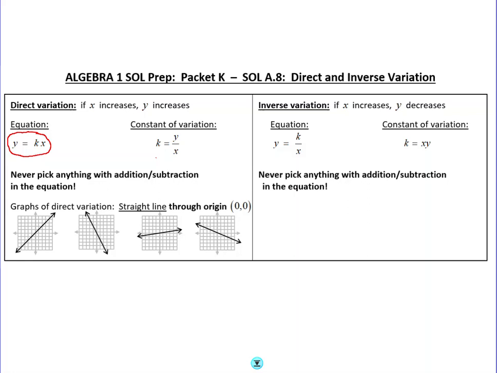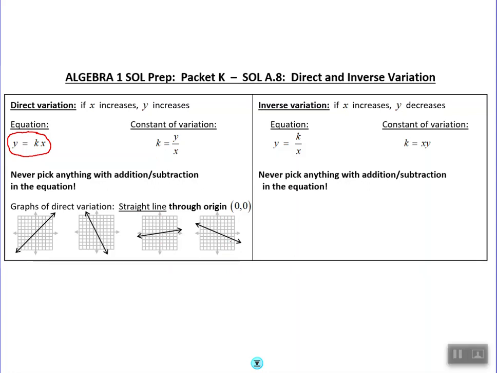If you're looking at a graph for direct variation, it's important to remember that it is a straight line that goes through the origin, which is 0, 0. So all four of these graphs are straight lines that go through 0, 0. So they all represent direct variation.